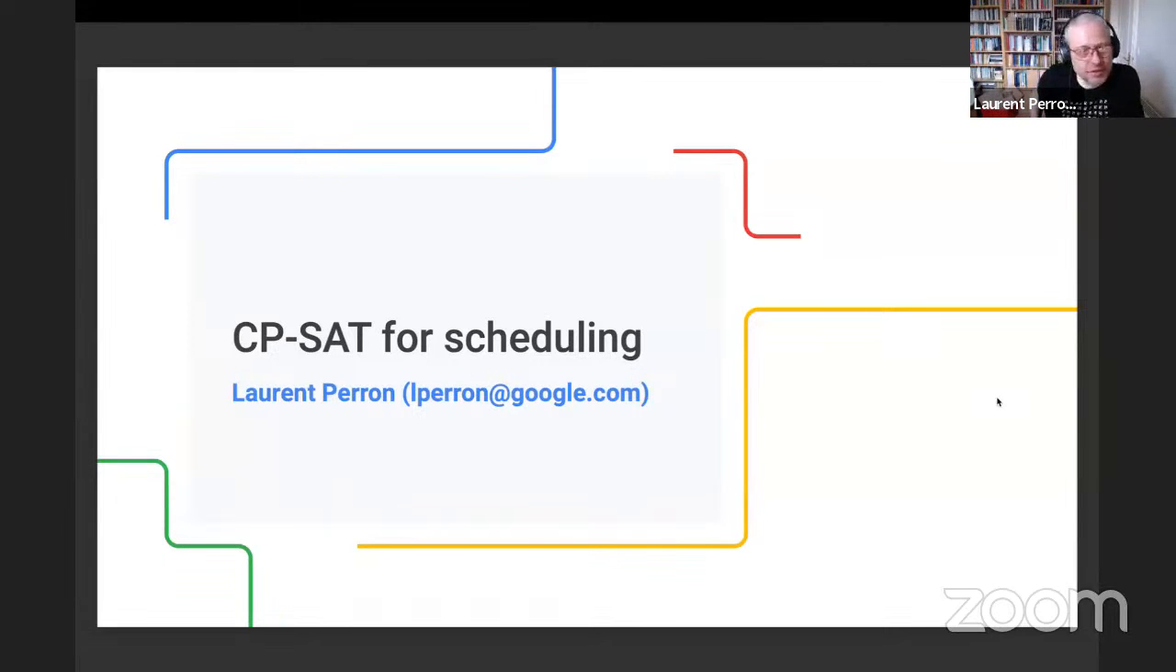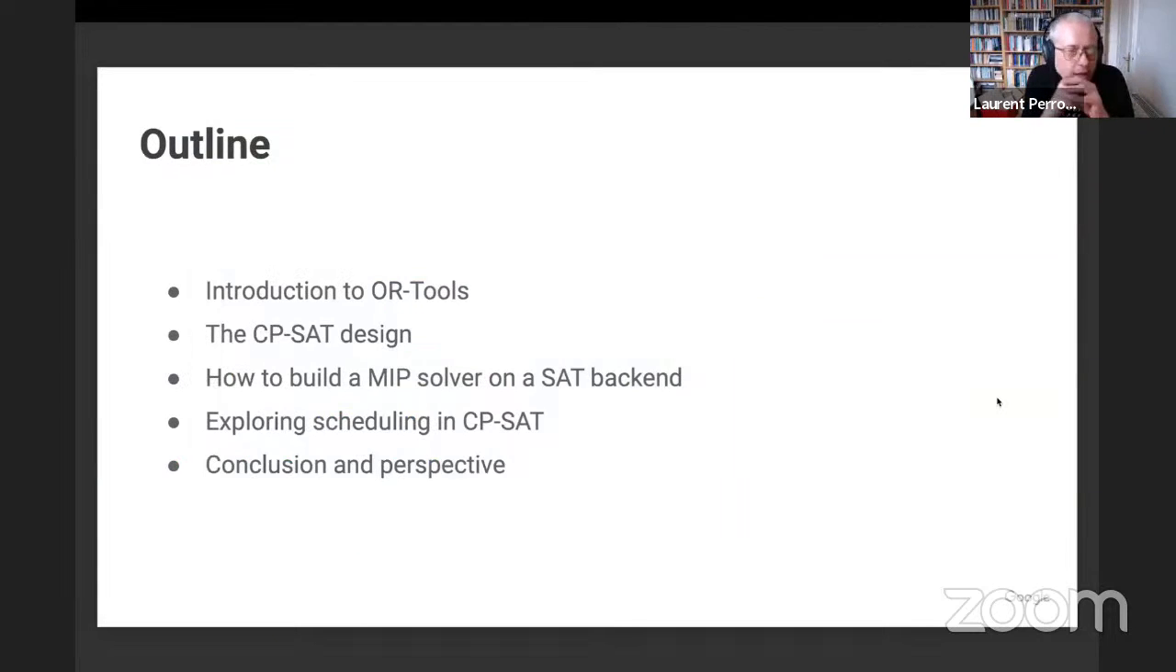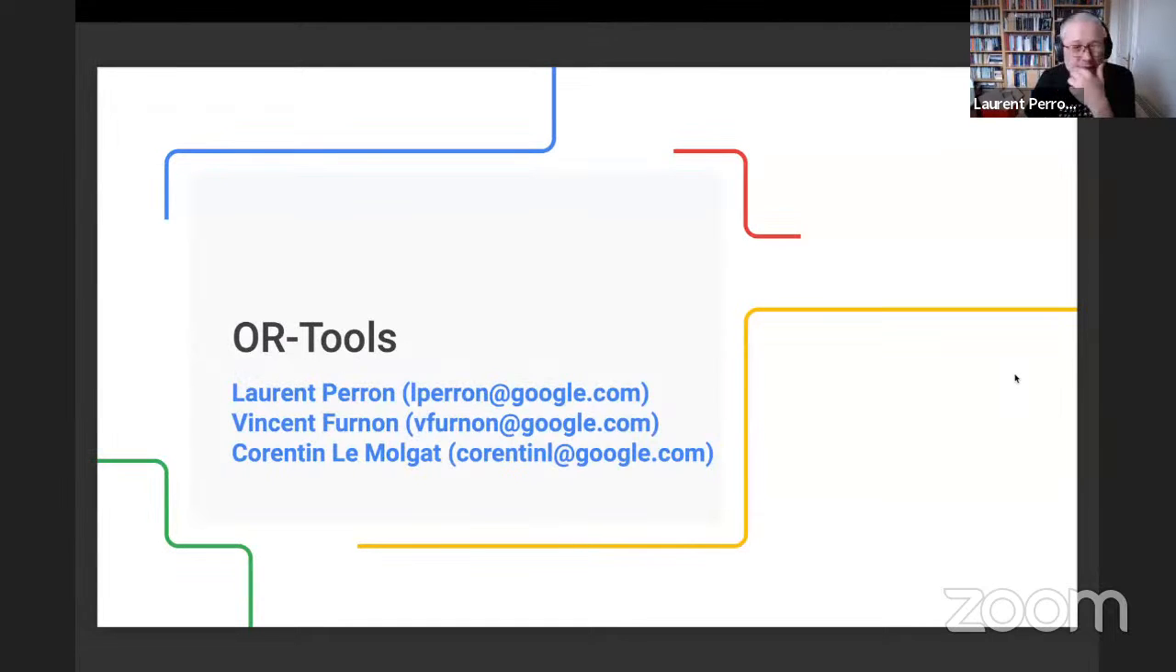So I will present something we started a few years ago, much after I joined and actually created the OR team in Paris. This is the full outline. I will not go through all the sections in detail, but for the record, some of them are interesting. I briefly present our tools, the open source suite where you can find all of these. Then I will explain the design of CPSAT. One of the important features of CPSAT is that it's also a MIP solver, and I will explain how this is done. And because this is a scheduling seminar, I will explore some of the aspects of scheduling on CPSAT, both on top of SAT and on top of MIP, and how it interacts, and then I will give my conclusions.